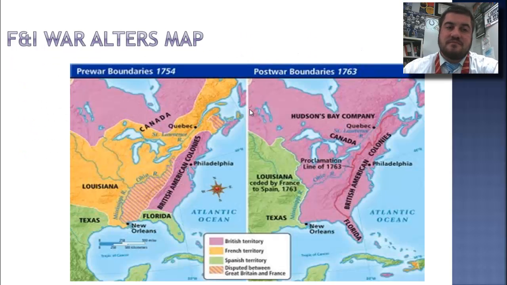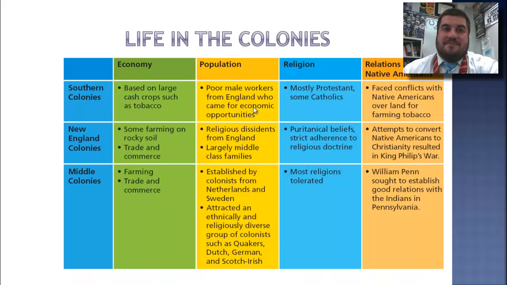So here you can sort of see the French in the pre-war boundaries on the left finally are thrown out of North America. Spain gets all of the land to the west of the Mississippi River. Britain gets all of the land to the east of the Mississippi River and north of it into Canada. And the Proclamation Line of 1763 kind of was a boundary where the colonies would have to stop for their own protection from Indians. But after that, they sort of move west and ignore that.